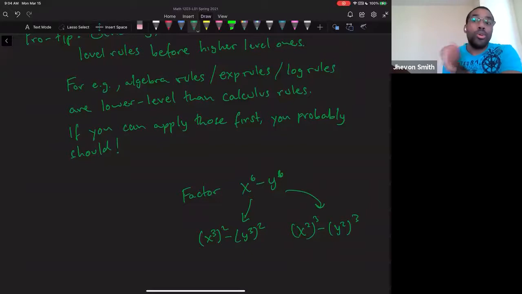Whereas the student who goes in with the difference of squares formula first, because it's lower level, why apply a rule for cubes if I'm able to apply a rule for squares? And so the student who applies the rule for squares first will actually have a much easier time. It's much more like a follow-your-nose kind of thing.